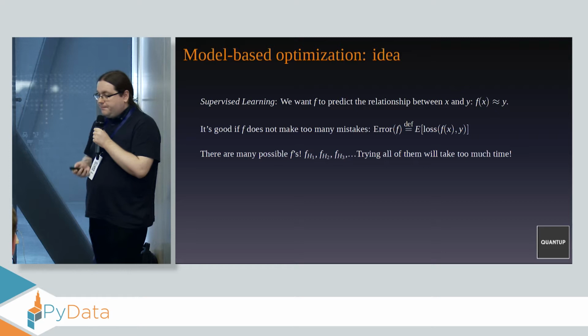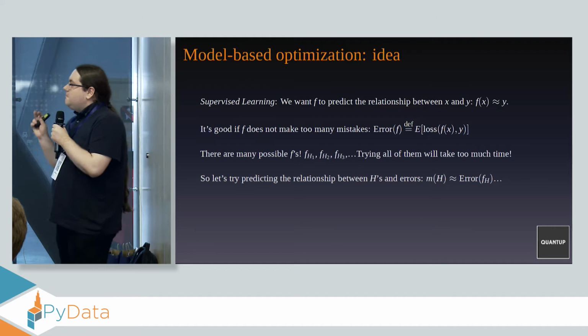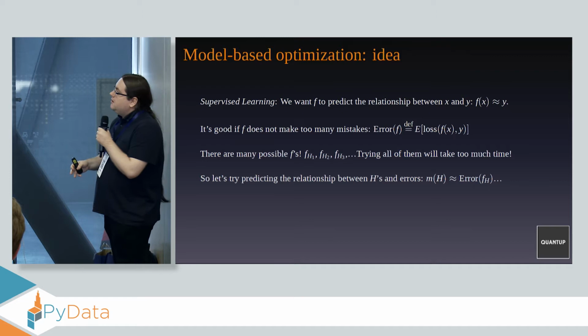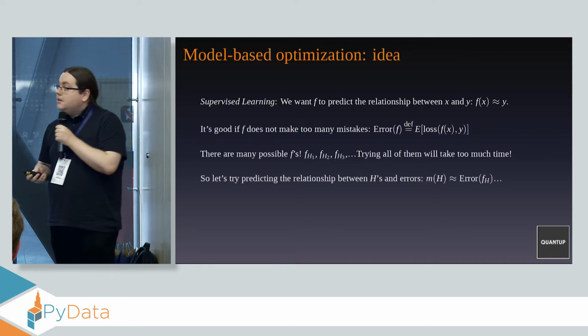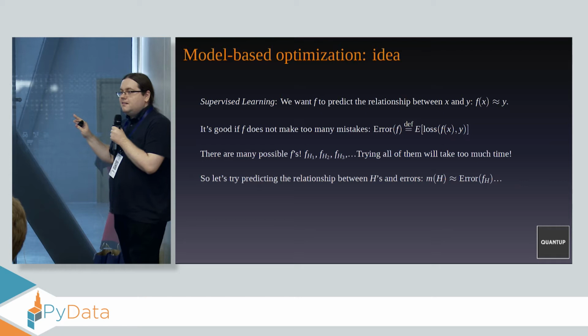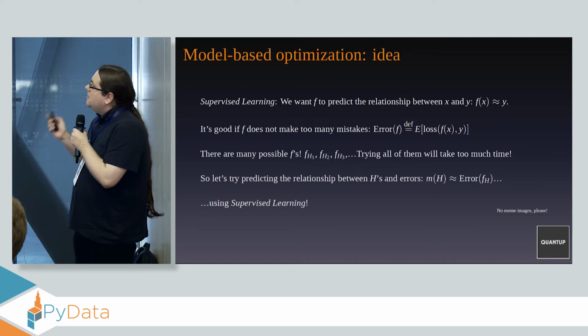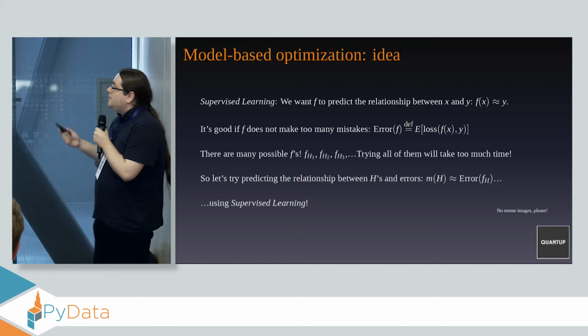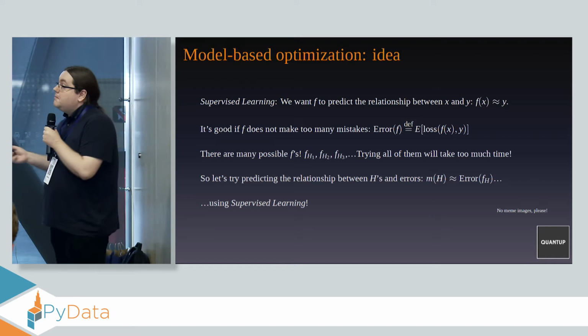So, we could try predicting what the error will be if we choose this set of hyperparameters or that set of hyperparameters. And I don't know if it's just me, but I see similarities between the first line and the fourth line. Is it just me? Because we can actually use supervised learning to learn the mapping between hyperparameters and the errors. And this is the idea behind model-based hyperparameter optimization.